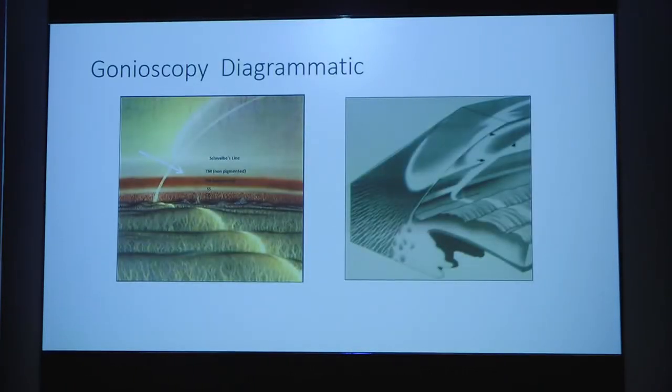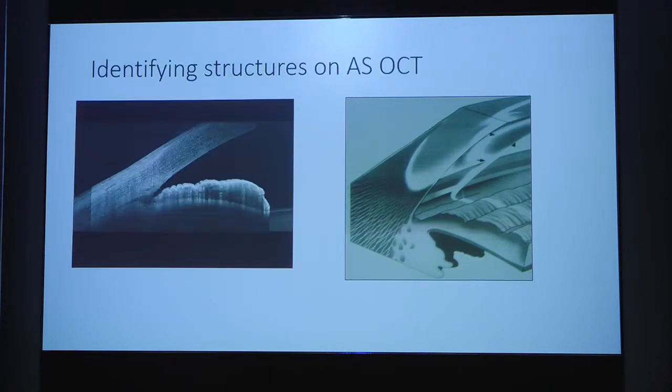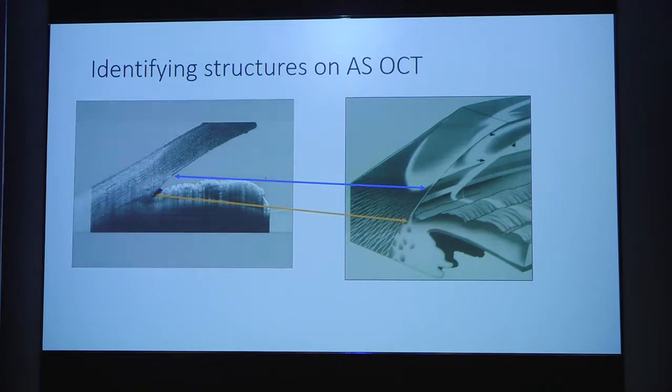So let's find out these structures. So this is a gonioscopy diagram which we all know. We all know the structures, where is the Schwalbe's line, where is the scleral spur. So let's see them now one by one. So here is the Schwalbe's line, where the wedge of the cornea is there.